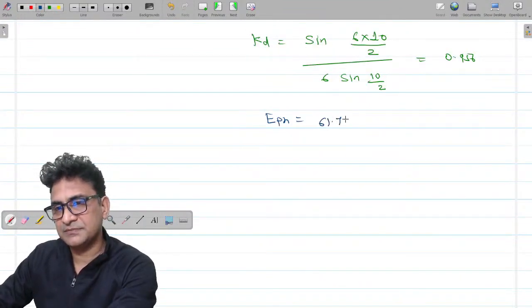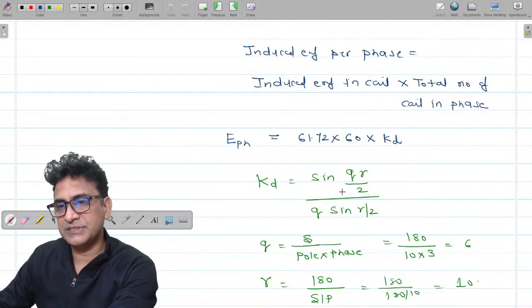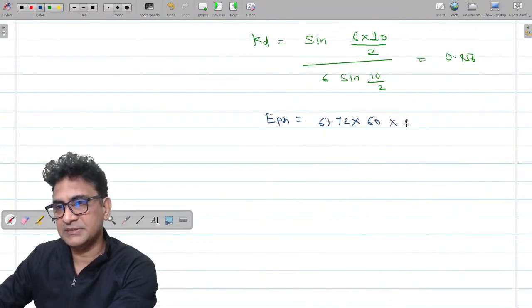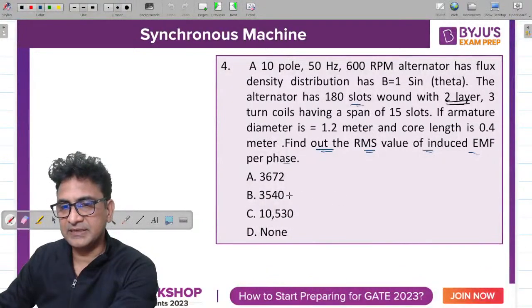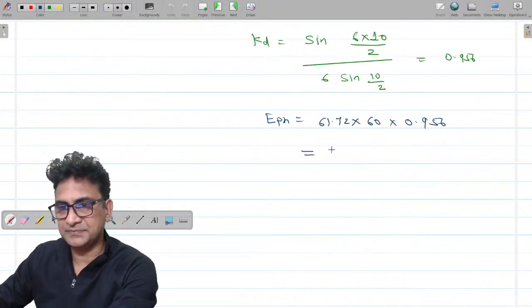So finally, induced EMF per phase is 61.72 into 60 into KD, 0.956. If you solve this equation, you will get 3540.